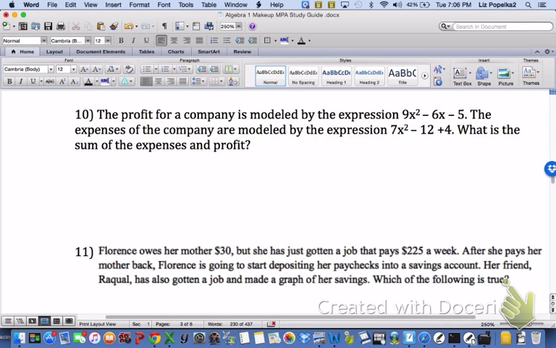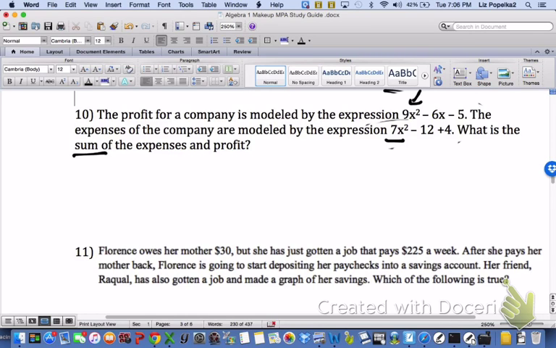Number 10 is another one of those kind of silly polynomial questions. It says that the profit for a company is modeled with this expression, and the expenses are modeled by this expression. What is the sum of the expenses and the profit? Well, of course, we all know that sum means add. So all we're doing is combining the like terms.